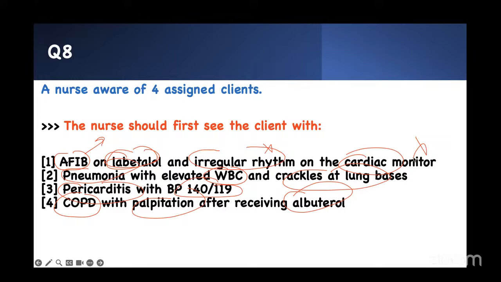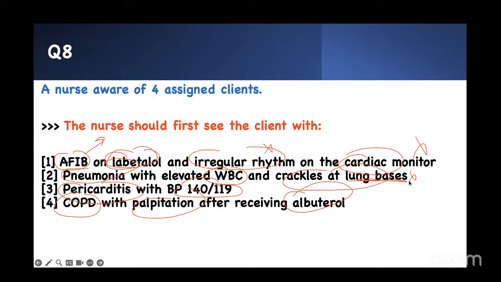Pneumonia, where I expect your WBC count to go up. You have crackles in the lung bases. You're going to get some fluid from the pneumonia infection. Ignore it. Just because I mentioned lung, don't pick it. Always go with the situation, not just where it is. Everybody talks about lung. This lung is not in trouble. The lung here is fine. It's just some fluid around it from pneumonia.